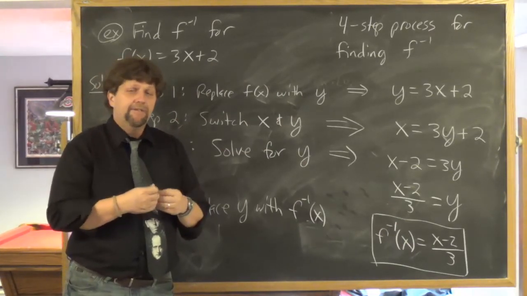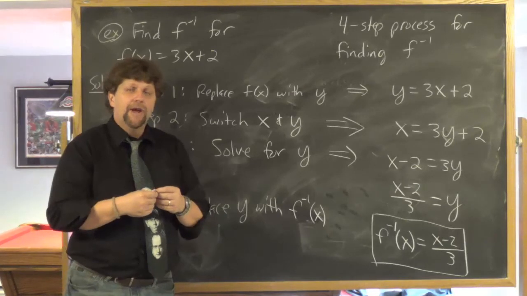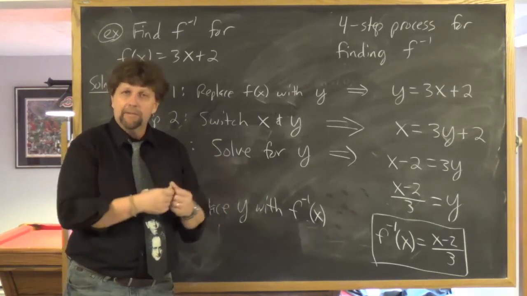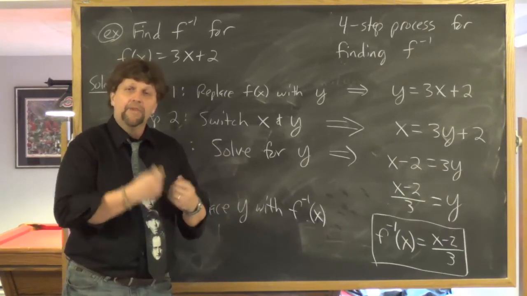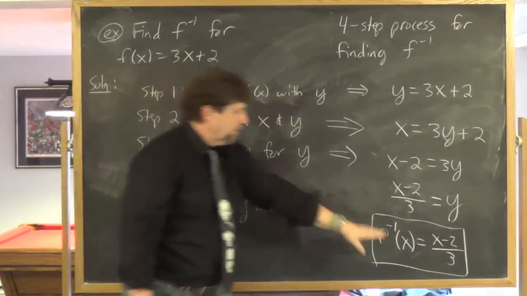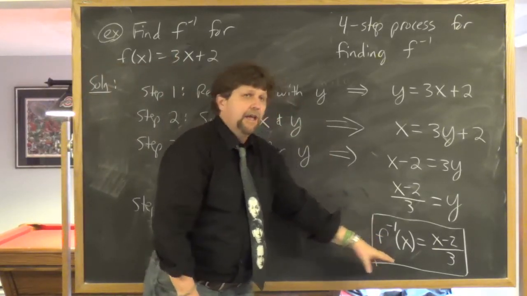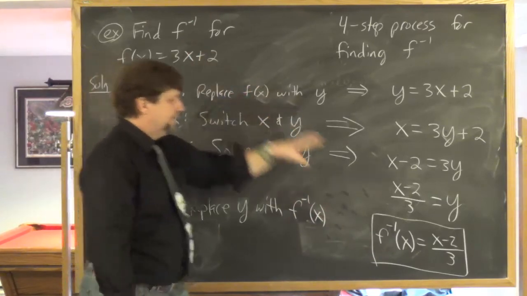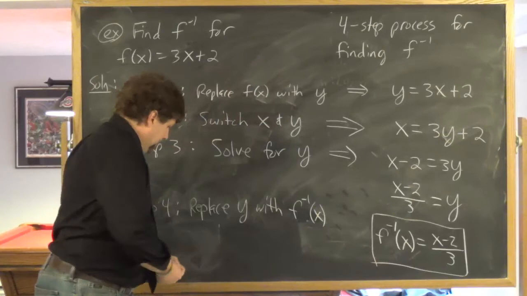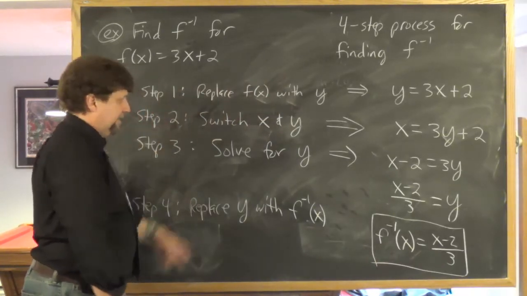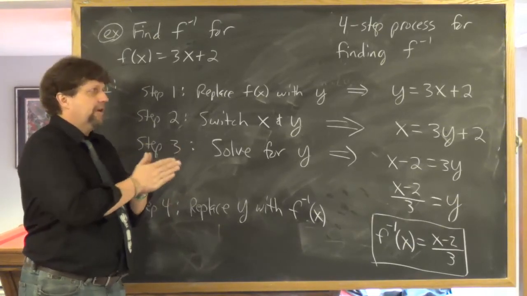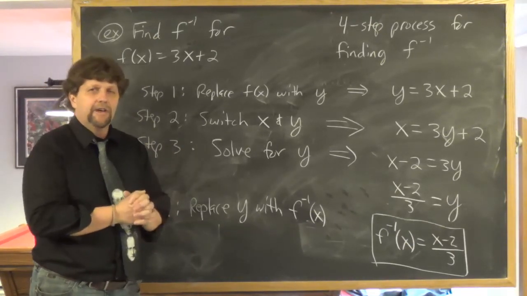Other people say step 5 is to make sure you have that domain to range agreement that we've seen pop up a couple of times here in this video. In other words, make sure the domain of your function is equal to the range of the inverse function. And make sure the range of your function is equal to the domain of your inverse function. But I'm just going to stop here at the 4 steps on how you actually go through the algebraic process of finding the inverse function.